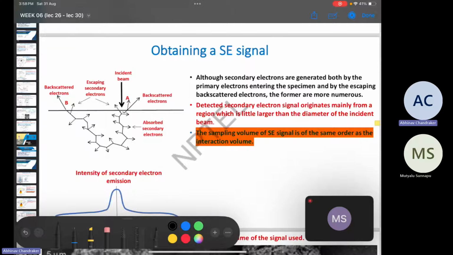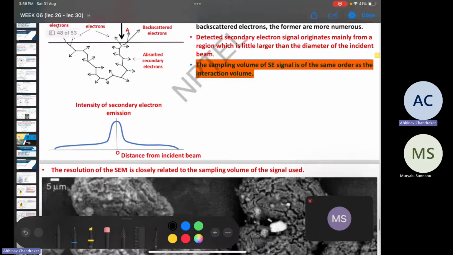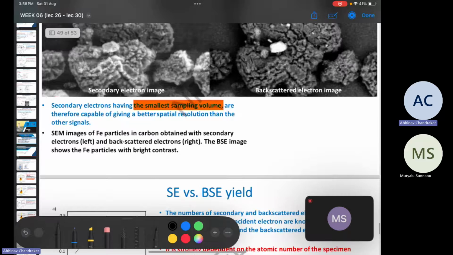In case of SE, secondary electrons, they are majorly coming from near-surface regions. Because of this, they can give much higher spatial resolution, and all the signal that is coming is from near the surface only. And for them, the sampling volume is almost the same as the interaction volume.